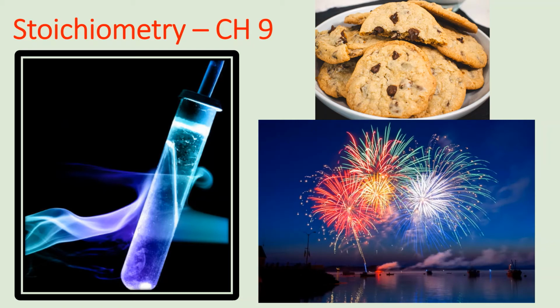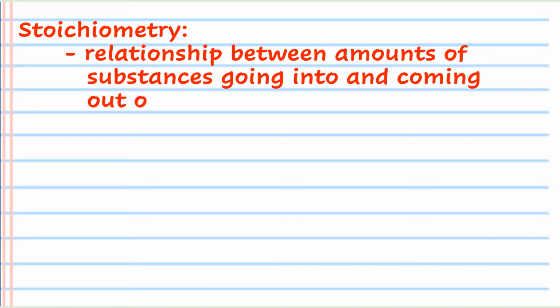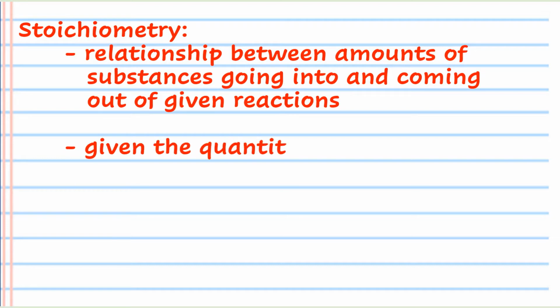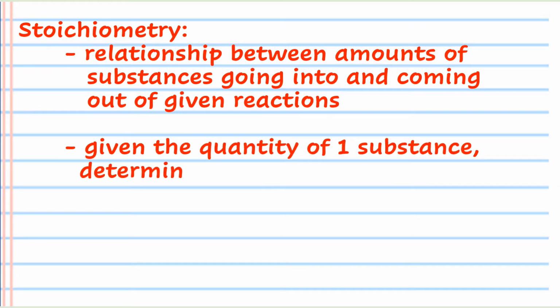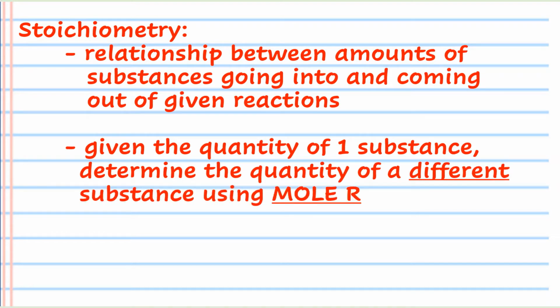Today's topic is stoichiometry. You're going to need your notebook, periodic table, and a calculator. So let's begin. What is stoichiometry? It's examining the relationships between amounts of substances going into a reaction and coming out of a chemical reaction. In these types of problems, you're going to be given an amount for one substance in the reaction, and you're going to be asked to determine an amount of a different substance in the reaction.